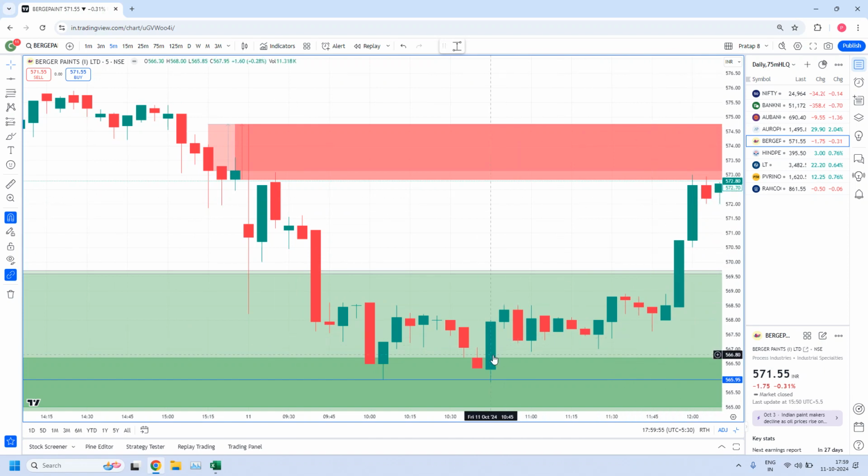When was the last lower low? In this candle. At what time? This is 10 o'clock 45 minutes. And when it reached the target, exactly at 12 o'clock, 5 minutes candle, it reached the target. That means in 1 hour 15 minutes, our trade is completed.